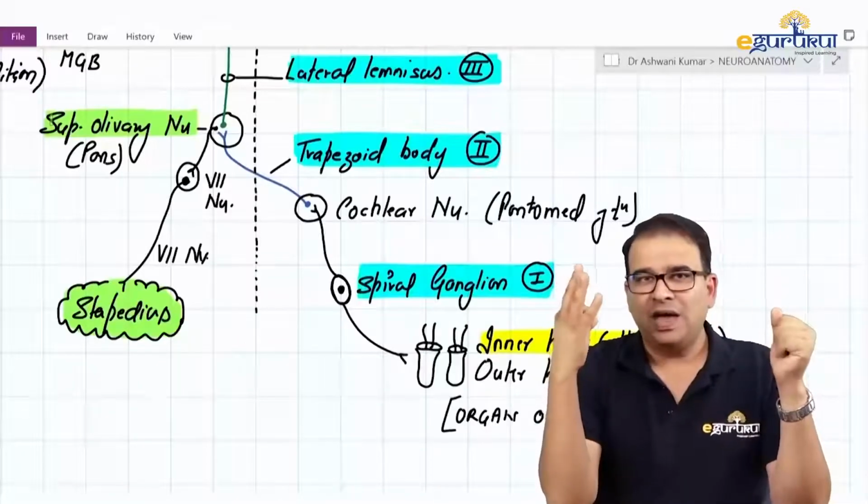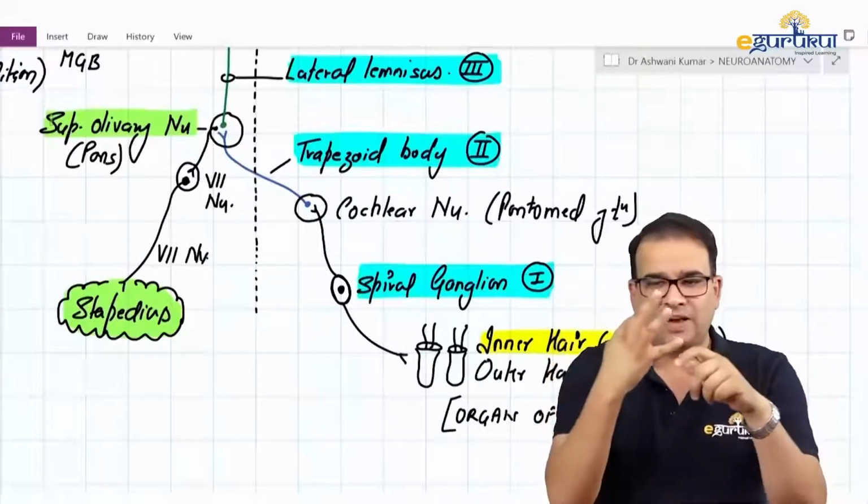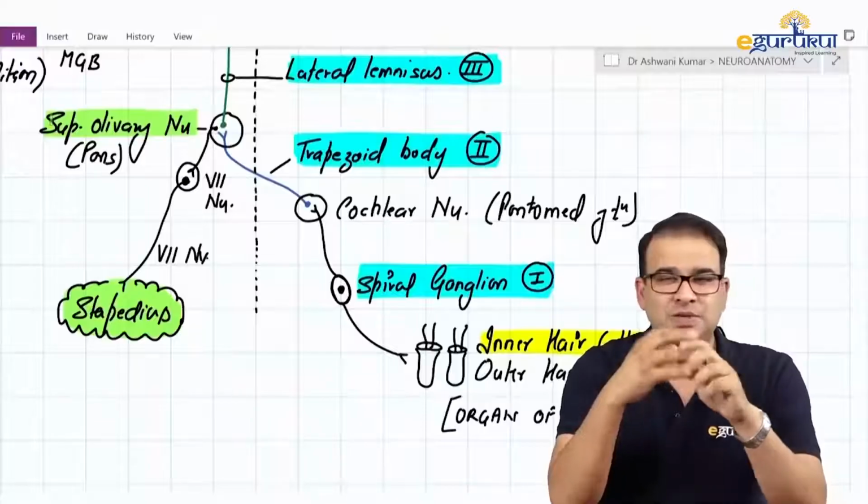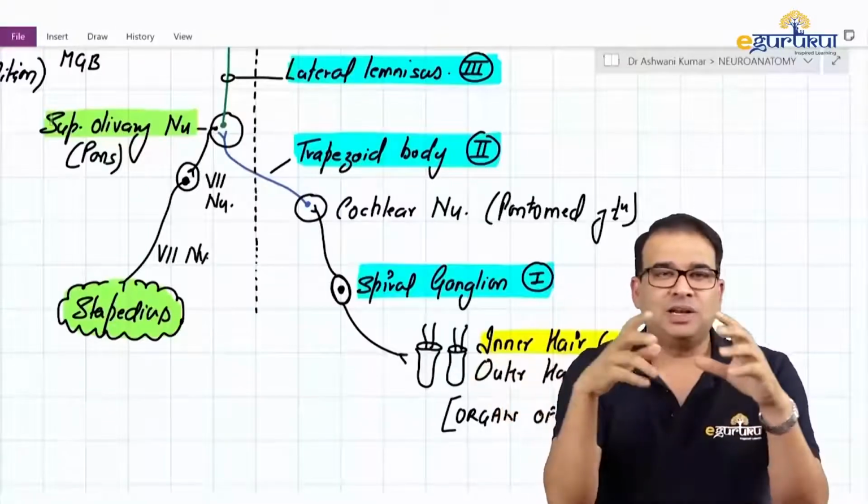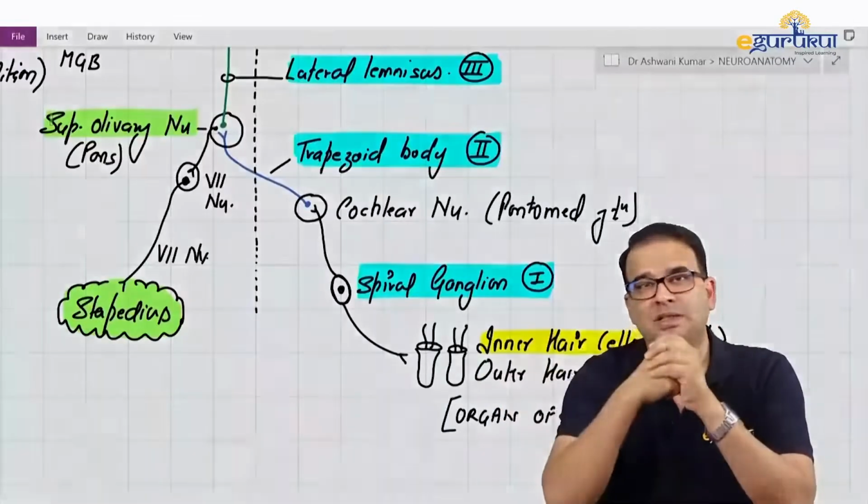So with that, now we have three lemniscus in our hand. We have the medial lemniscus and spinal lemniscus, which we discussed in the spinal cord, and now the lateral lemniscus that we understood here in the auditory pathway.